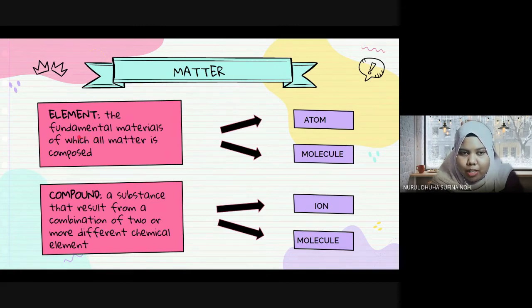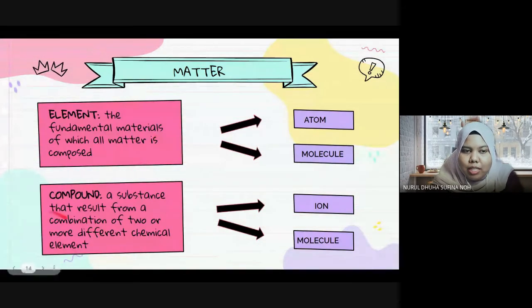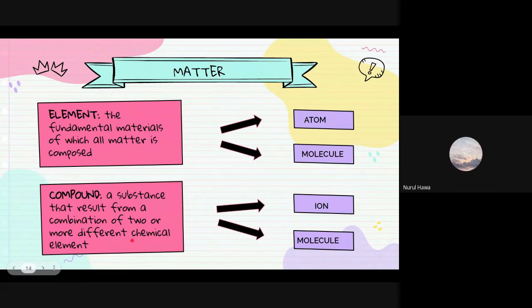The key point here is that element involves the fundamental material, which only consists of one chemical element, but compound is the result from a combination of two or more different chemical elements, which shows it consists of two or more different chemical elements. Do you understand, class? Yes, teacher.